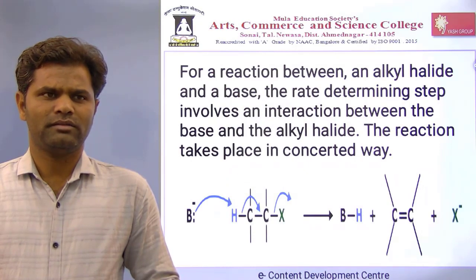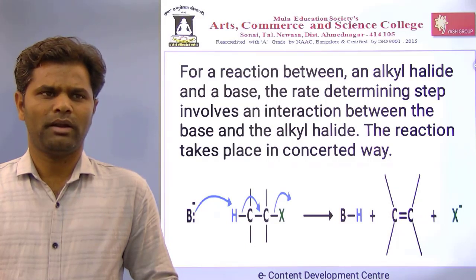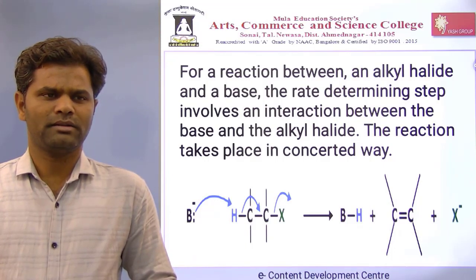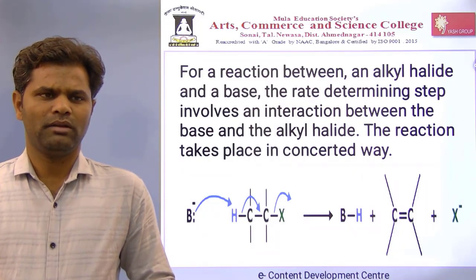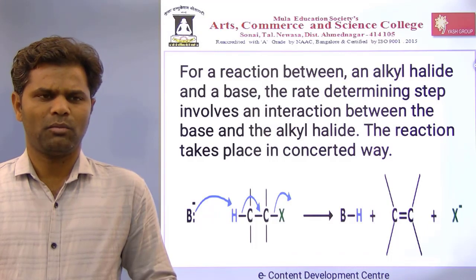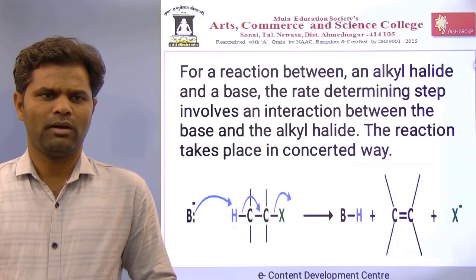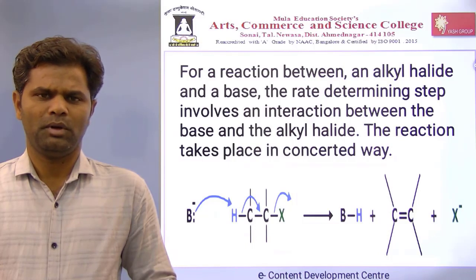If you consider a general elimination reaction, let's say a reaction between an alkyl halide and a base, the rate determining step involves an interaction between the base and the alkyl halide. The base reacts with the alkyl halide and there is an elimination of halogen. The reaction takes place in a concerted way, meaning that the base picks up the hydrogen and simultaneously there is a formation of the carbon-carbon double bond with the loss of halogen. These steps take place in a concerted manner, simultaneously, and there is a formation of BH plus olefin plus halide ion. This is the general elimination reaction.